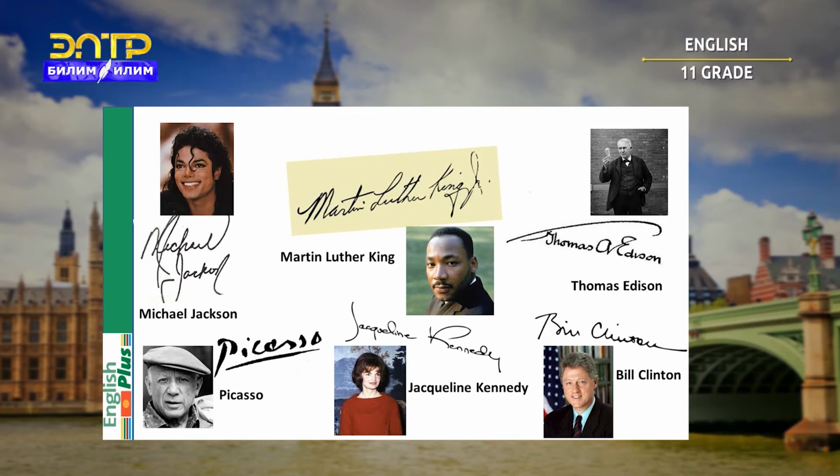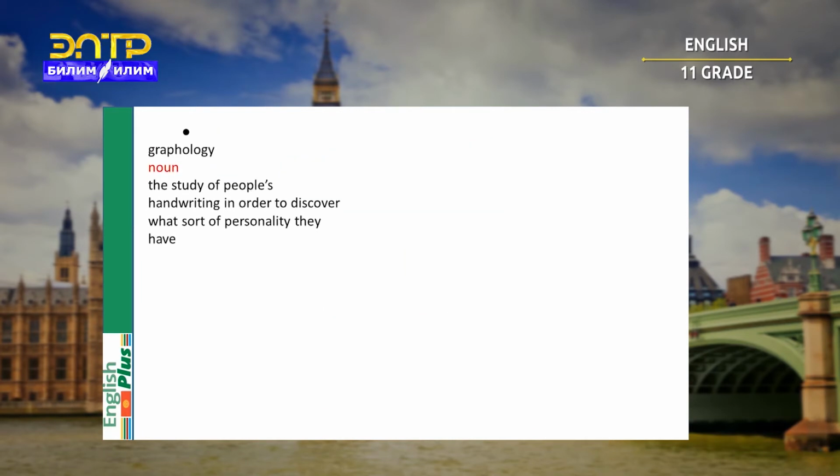When we look at the signatures of different people and want to study their personality, we call it graphology. What is graphology? Graphology, first of all, it is a noun. Graphology is the study of people's handwriting in order to discover what sort of personality they have. Graphology. The stress is on the second syllable. Repeat after me, please. Graphology. Graphology. Good job.